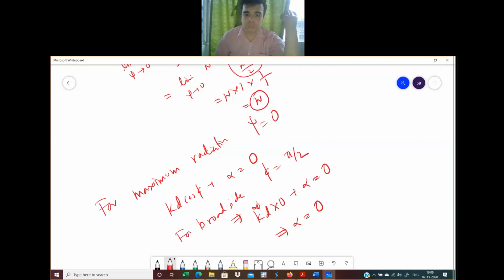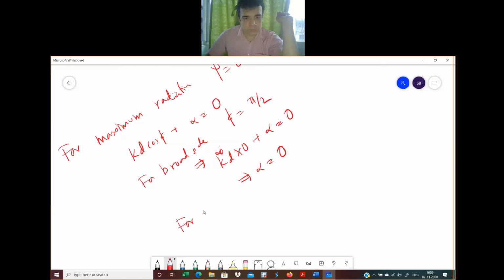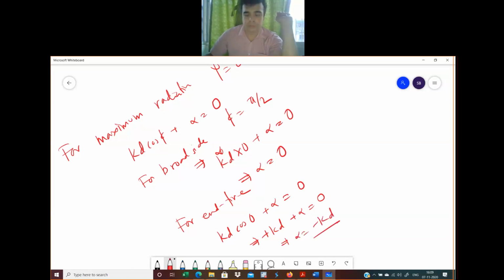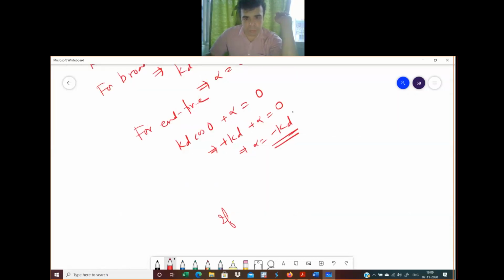For end fire, kd cos 0 plus alpha equal to 0, or kd plus alpha equal to 0, so alpha equal to minus kd. If d is equal to lambda by 2, then alpha will be minus of 2 pi by lambda into lambda by 2, that is minus pi, right?